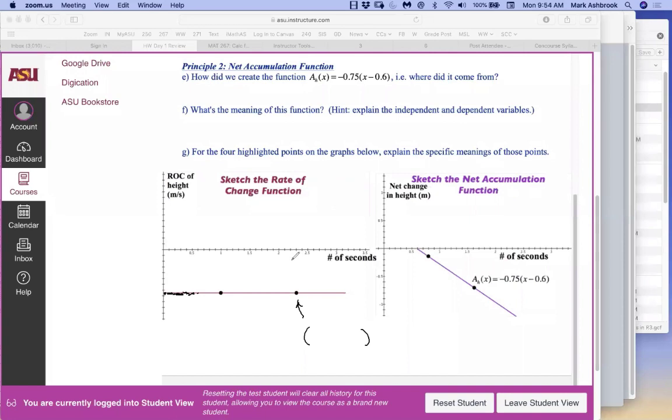So we got this point, it looks like 2.3 seconds. So this is the point (2.3, negative 0.75), and it says that point represents the fact that at 2.3 seconds after we started lowering the flag, the rate of change graph is negative 0.75 meters per second. Okay, over here, this point, this is at 0.8.